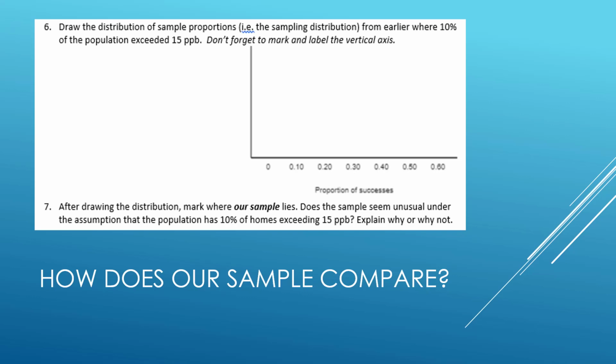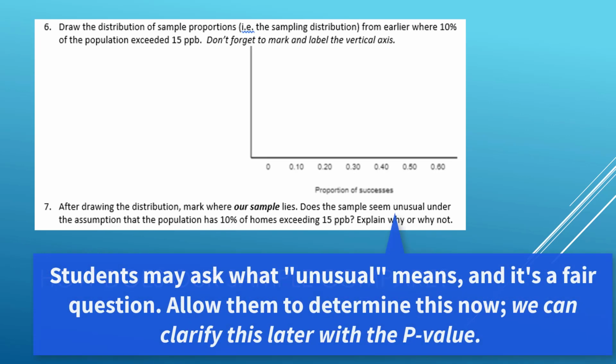We were only supposed to have 10 according to the null hypothesis. Does that sample seem unusual? And we're really tying this back into the student's initial claim as to whether they believed it or not. Good questions to ask as you go through, and hopefully you'll have a good conversation with your students.